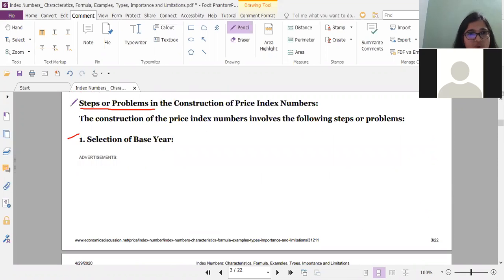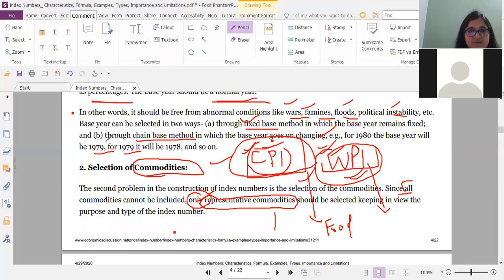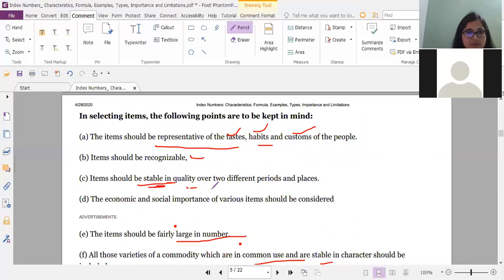Then here are the steps or the problems in construction of index number. So the first step is selection of base year, which year you selected as a base year, right? It should be a normal year. The second one is selection of commodities, which are the commodities you use for construction, and the commodities which you are selecting should be representative commodities. Those should be recognized commodities according to your need, right? According to taste, habits, and customs of people. Those should be recognizable and stable in quality, right? Large number. All these things you need to keep in mind.